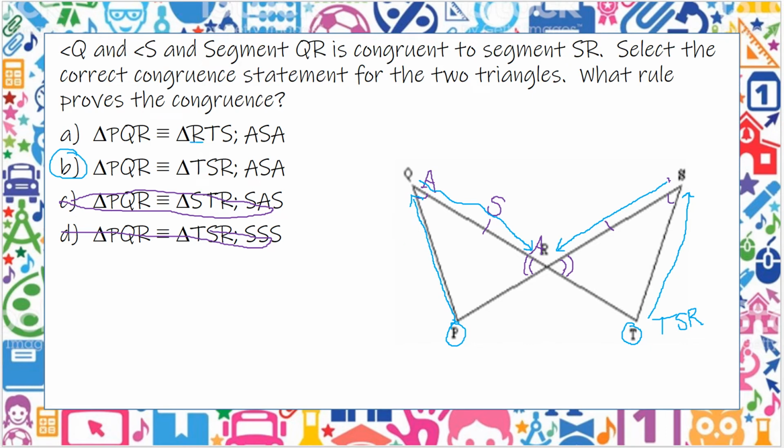So our answer is B. The reason it cannot be RTS is because they would say then that angle P is congruent to angle R.